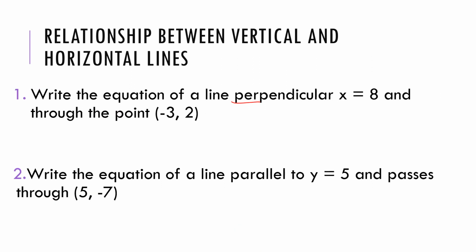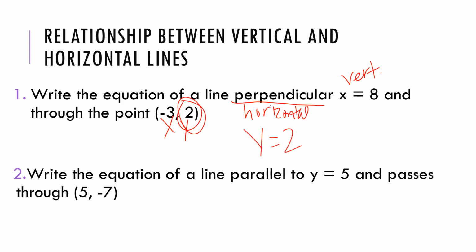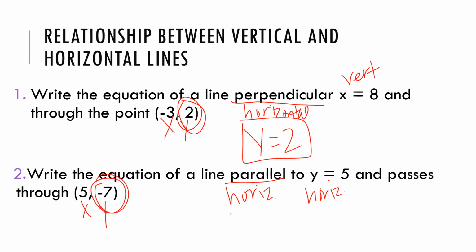Write the equation of a line perpendicular to x equals 8 and through the point -3, 2. x equals 8 is vertical, so the perpendicular line should be horizontal. So horizontal lines are always with my y, so it will be y equals 2. Write the equation of a line parallel to y equals 5 and passes through 5, -7. y equals 5 is a horizontal line, and parallel would also mean that it needs to be horizontal. So it's relating to the y value, so y would equal -7.